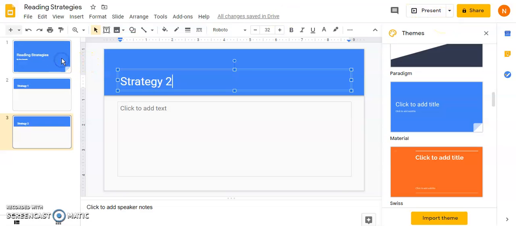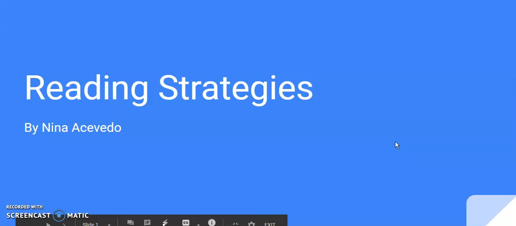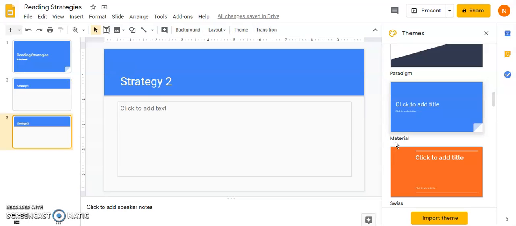So I'm going to show you. Click on the first one, then you're going to press present. And as you see, it's loading and it's going to present. Right away, if I click, it's going to go to the next slide, and then to the next slide. And then if I keep on clicking, it's just going to stop.